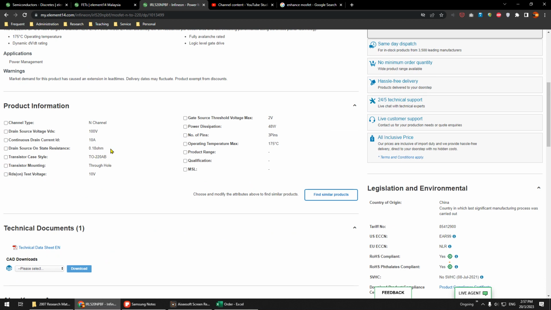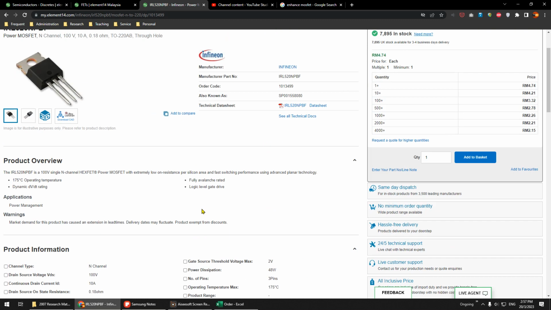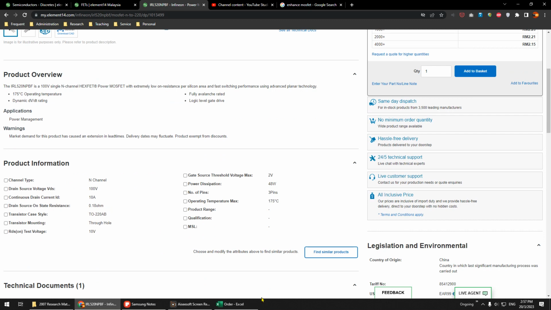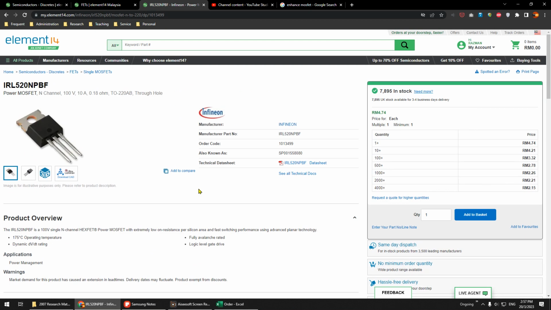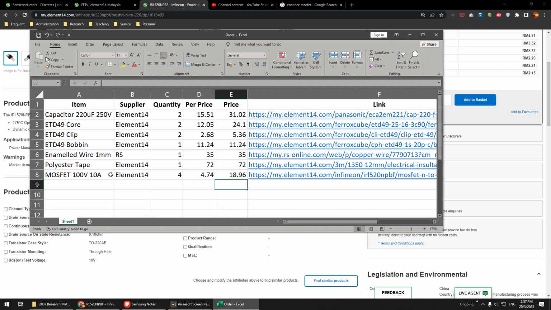If you want to make sure your system is very good, choose this lower one, but it's much more expensive, around 50 ringgit. But if you are only doing FYP, 0.18 is enough. So that's it. That is how you buy the MOSFET for your application.